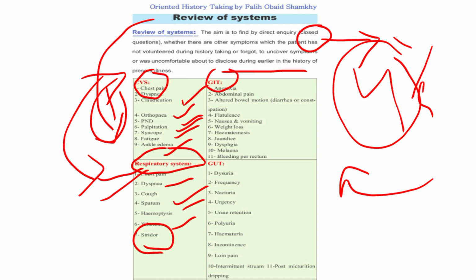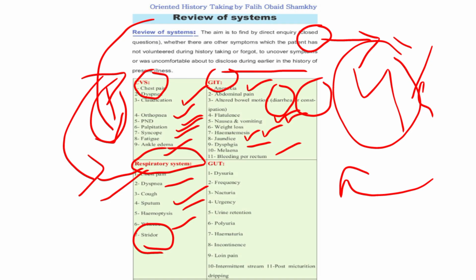Next, GIT, the gastrointestinal system: anorexia, loss of appetite or increased appetite, abdominal pain, altered bowel movements, diarrhea, the patient has frequent bowel movements, or constipation, flatulence, nausea and vomiting, weight loss, hematemesis, vomiting up of blood, any kind of jaundice in which bilirubin level is increased, dysphagia, any kind of difficulty in swallowing, melena, stools become black in color, bleeding per rectum. These questions are asked in the GIT.